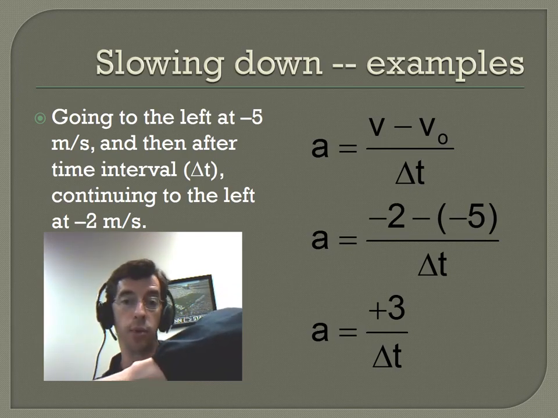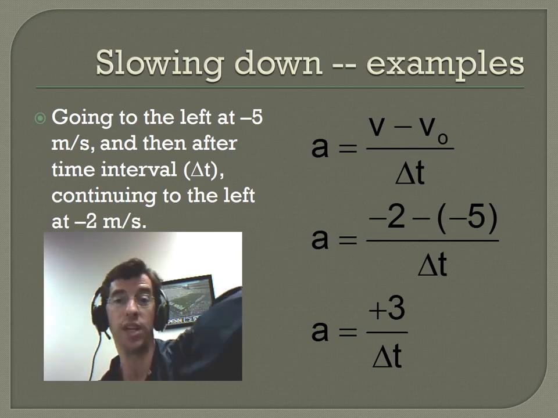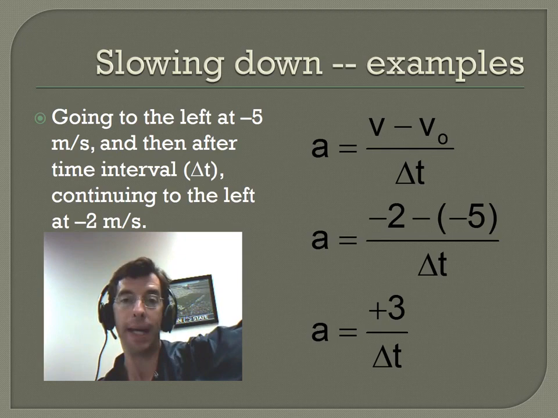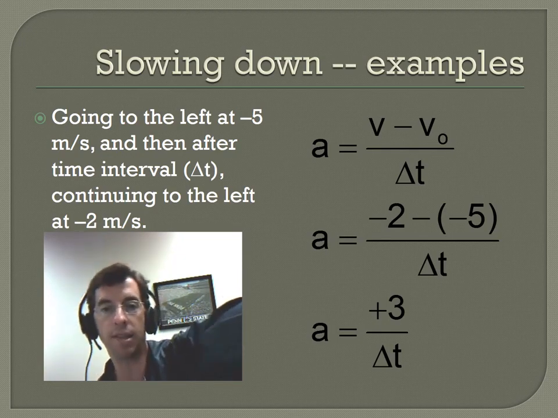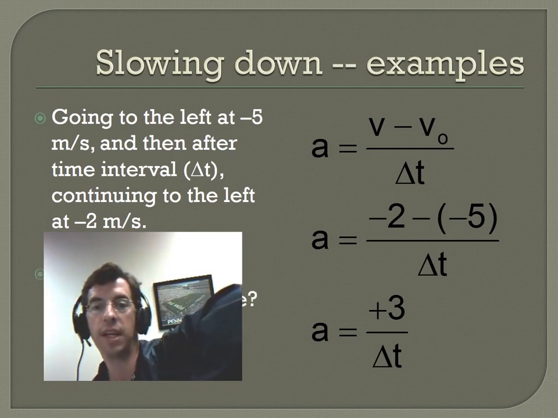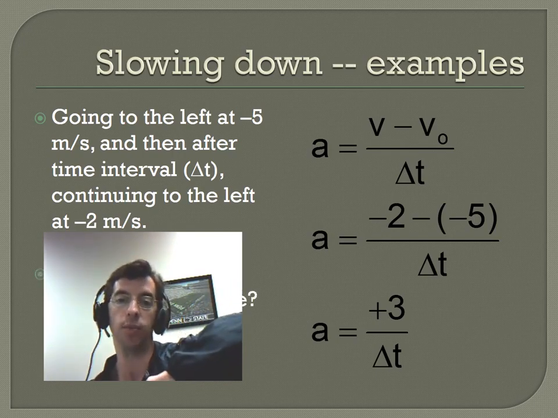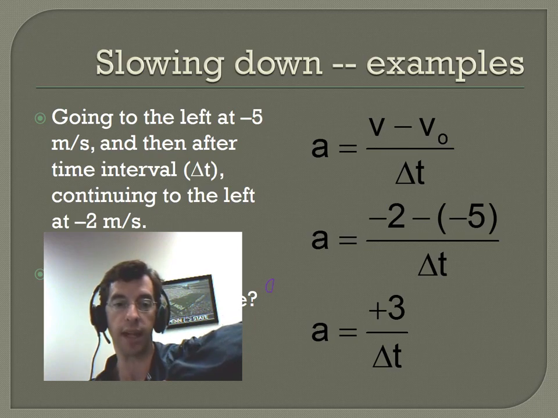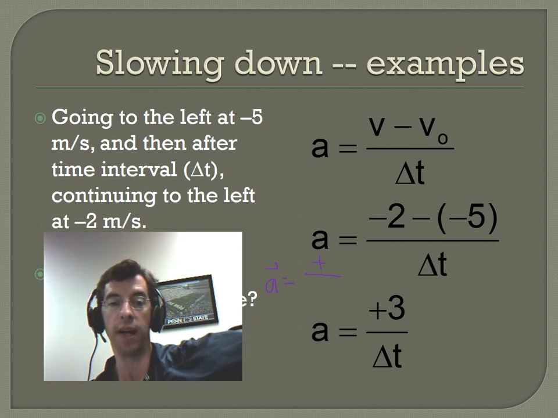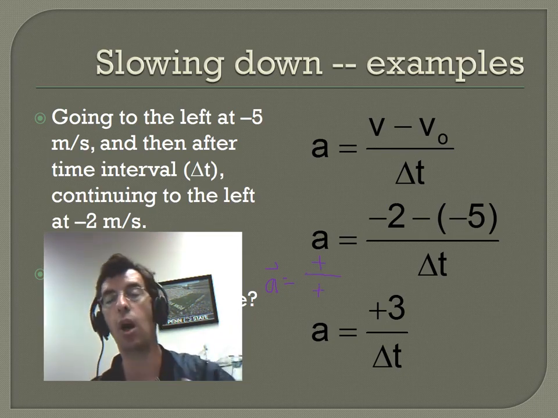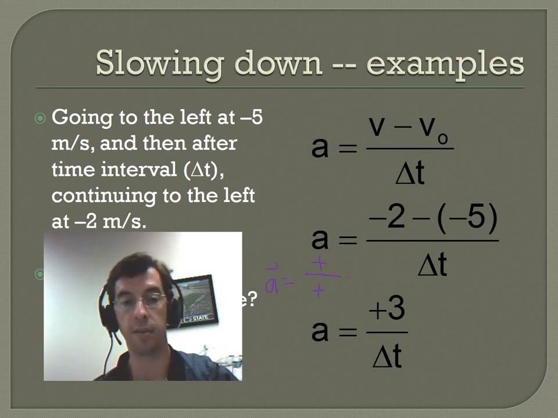To calculate it, what I would do is I'd say, okay, where did I wind up? -2 minus where I started, which was -5. A -2 minus a -5 winds up being +3. Notice this is a positive change here. I go from -5 to -2. It's a positive change. So therefore, calculating my acceleration, I wind up with a positive change in my numerator divided by, of course, the change in time, which is always going to be positive. So positive divided by positive gives me a positive acceleration.